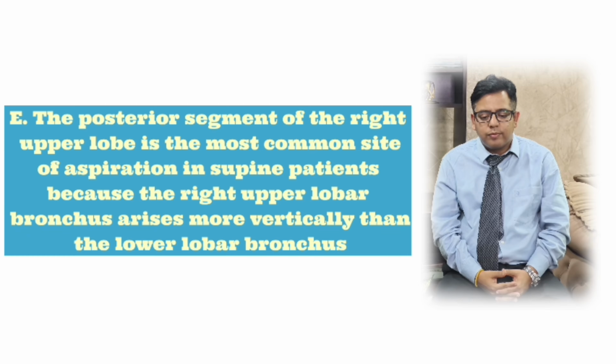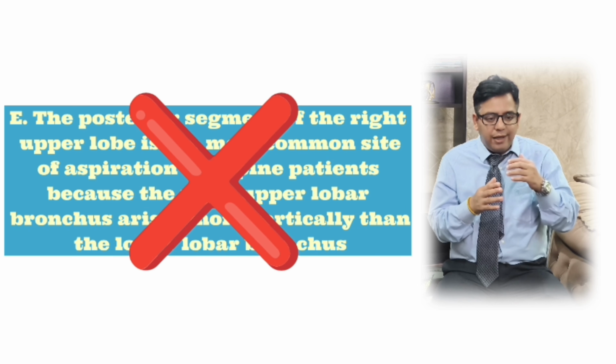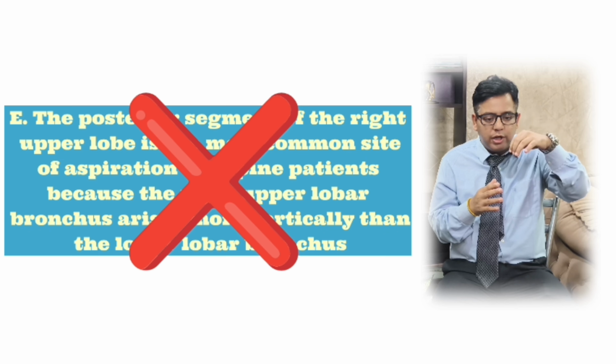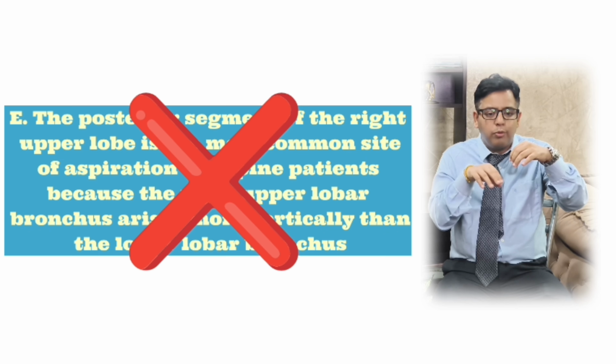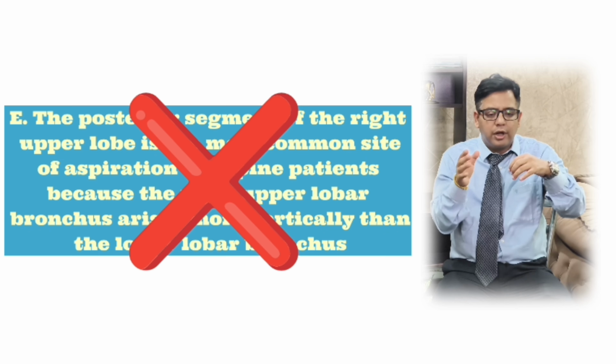The posterior segment of right upper lobe is the most common site of aspiration in supine patients because the right upper lobe bronchus arises more vertically than the lower lobar bronchus. So this is again a wrong statement, as it says that the upper lobar bronchus is more vertical as compared to the lower lobe bronchus, which is not correct.